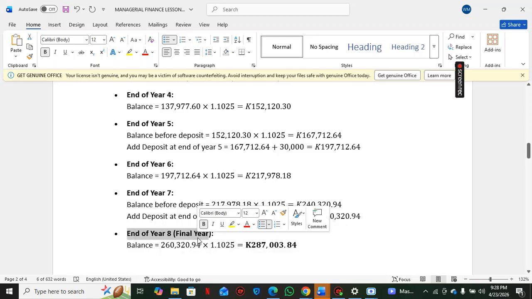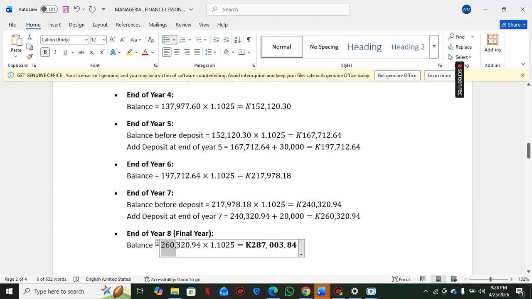Then the final year comes, year 8. We begin with this balance, 260,320.94, and you multiply it by the growth factor 1.1025. We're going to get 287,000 and 384 kwacha. So this is how much we are going to have after 8 years. All right. Any questions?